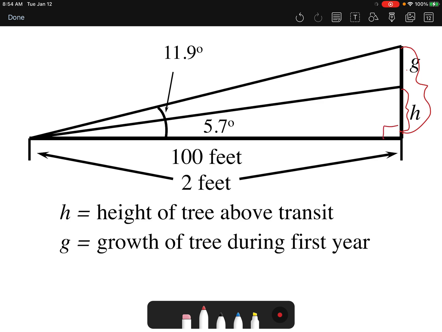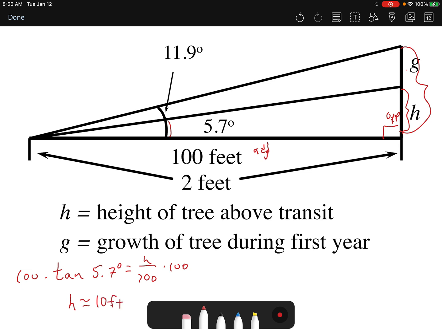So we know the tree is not growing perpendicular to the ground. So if this is our angle, let's first look at 5.7. H would be opposite, 100 would be adjacent. Well, opposite and adjacent, SOHCAHTOA, is tangent. So the tangent of 5.7 would equal H over 100. Okay, multiply by 100. So 100 tangent 5.7 is about 10. So H is about 10 feet.